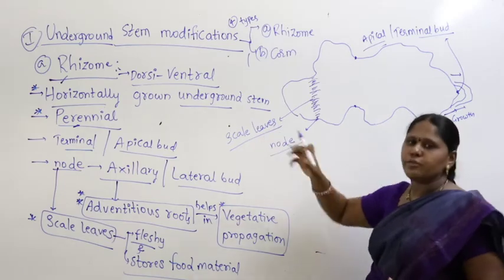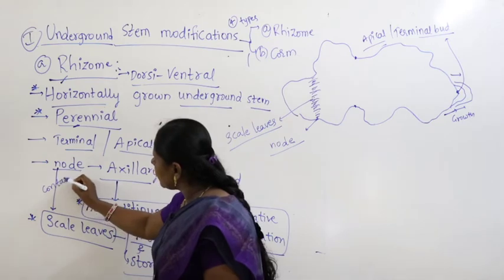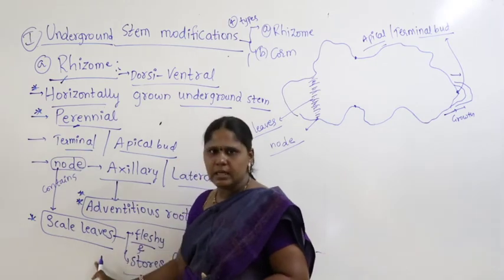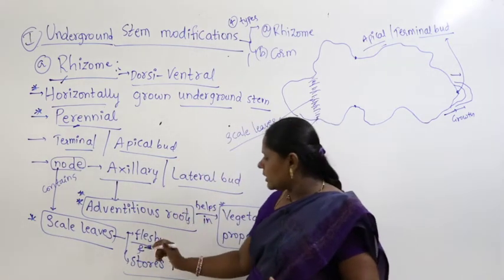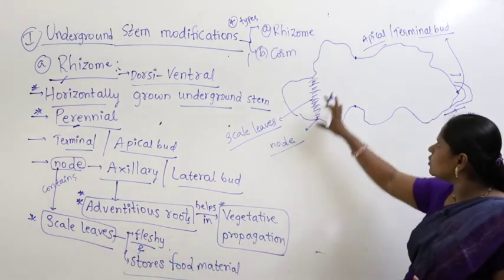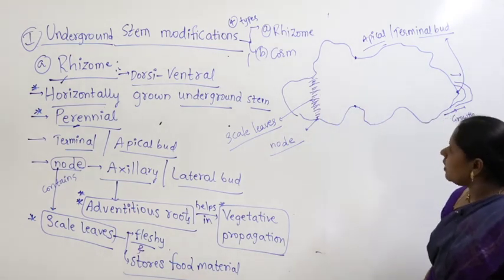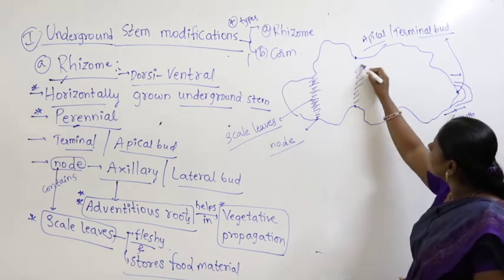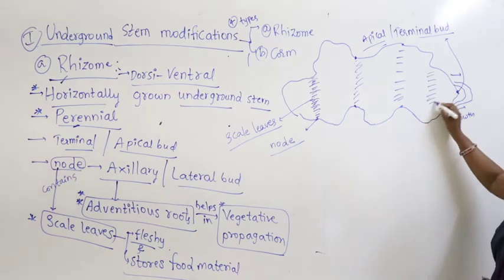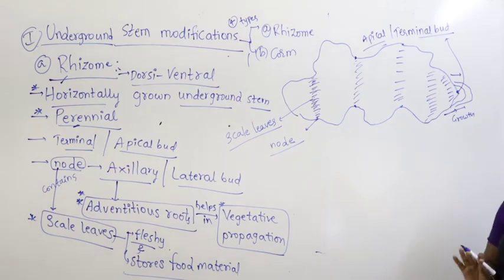These scale leaves store food material. So, the point to note down: node contains scale leaves. What is the function of scale leaves? The scale leaves become fleshy and store food material. So it stores all the food material. That's why it's called an underground stem, right? Here this is node, you find scale leaves here, this is also node, so you find scale leaves. The place where you find the node, there you can see the formation of scale leaves, right.